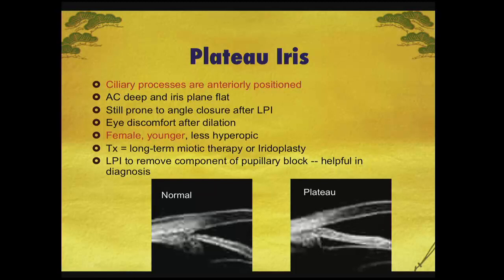And then they should all get iridotomy to remove a component of pupillary block. And the iridotomy sometimes can be diagnostic. You have someone with narrow angles, you do the iridotomy, you gonioscope them again after the iridotomy, and their angle looks exactly the same. You should be suspicious that they may have plateau iris, and they should be sent for a UBM.